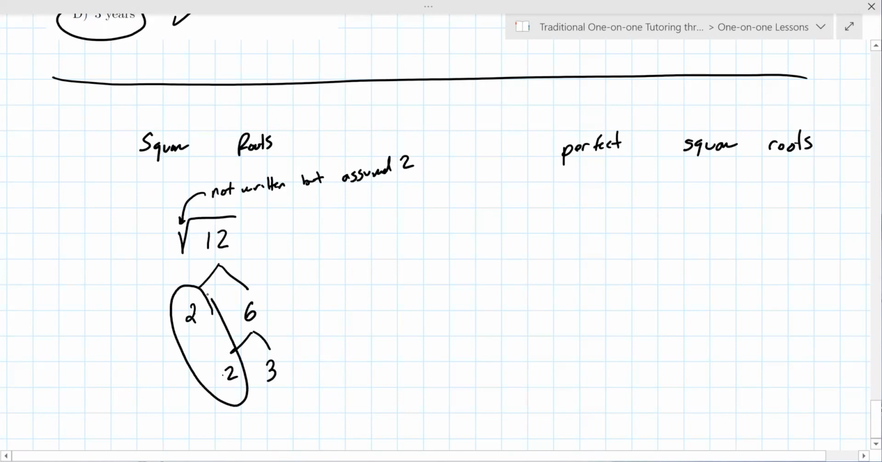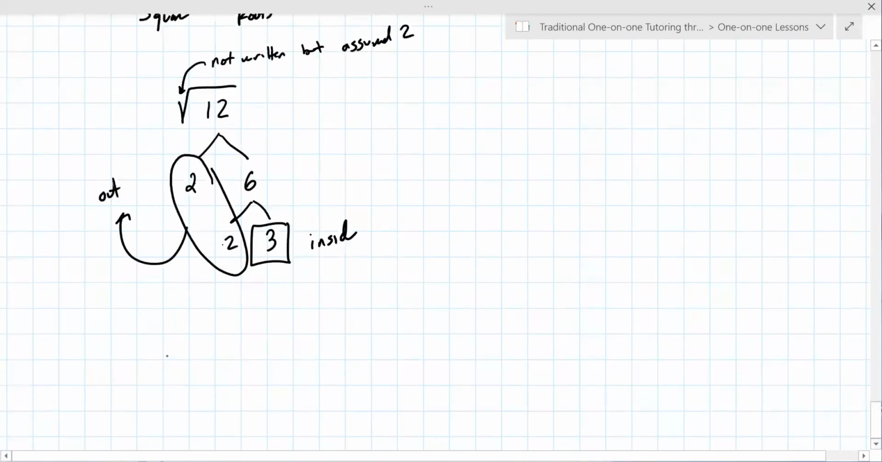So for each pair this time, for each pair, you bring 1 out. So you take a 2 out, and what's left inside? 3. So the way you write your answer is 2 square root of 3. So the square root of 12 is equal to this. These are the same, but the one on the right is simplified.